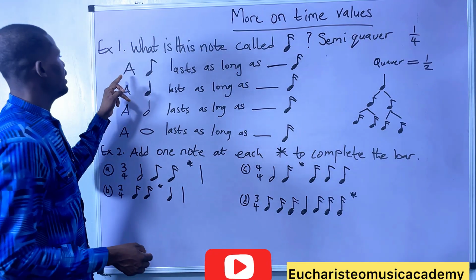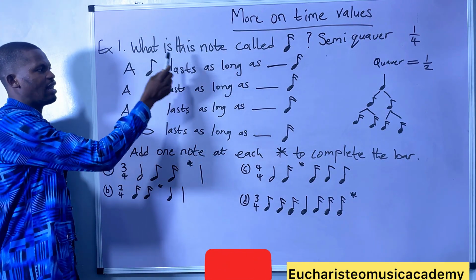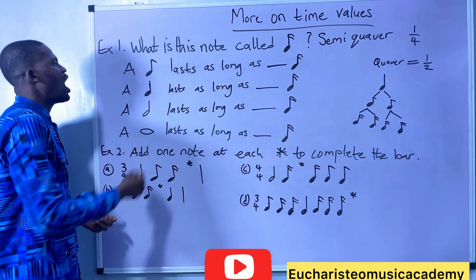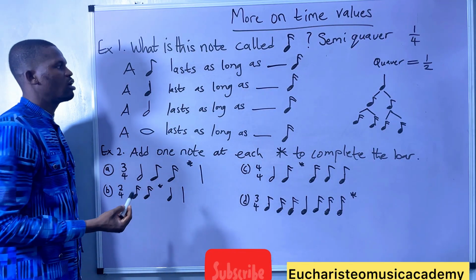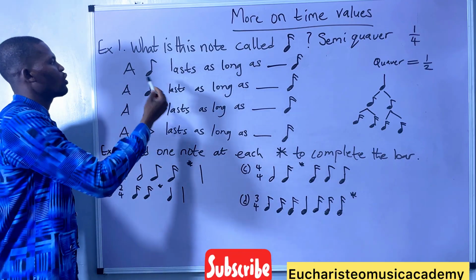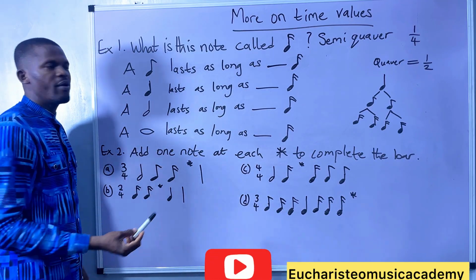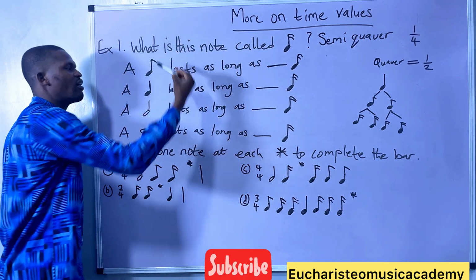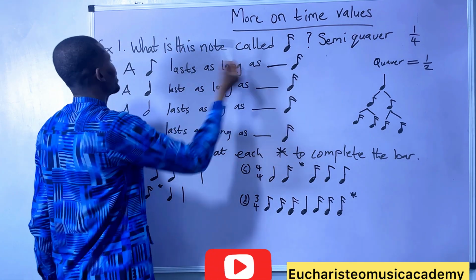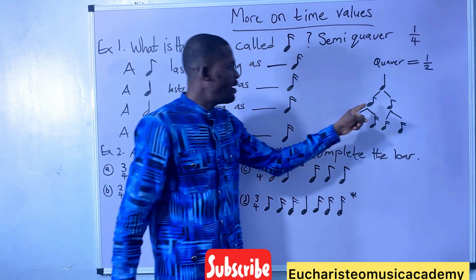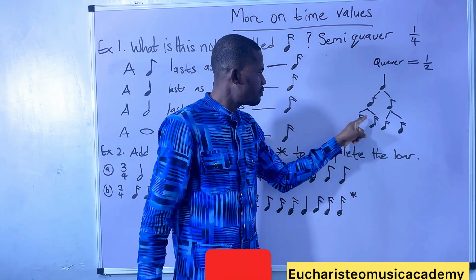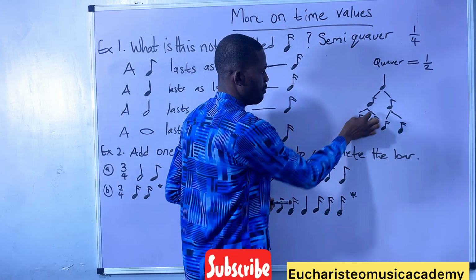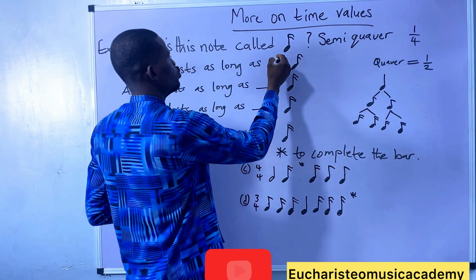Now, a quaver lasts as long as dash semiquaver. That is to say, how many semiquavers can you find in a quaver? How many semiquavers make up one quaver? The answer is 2.